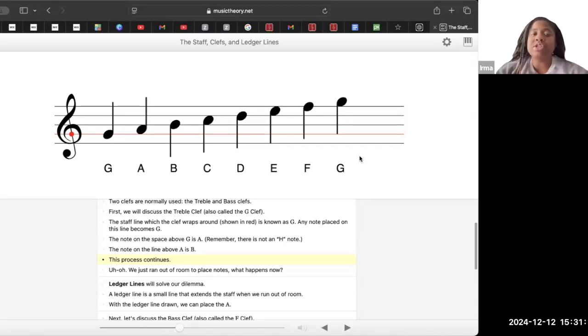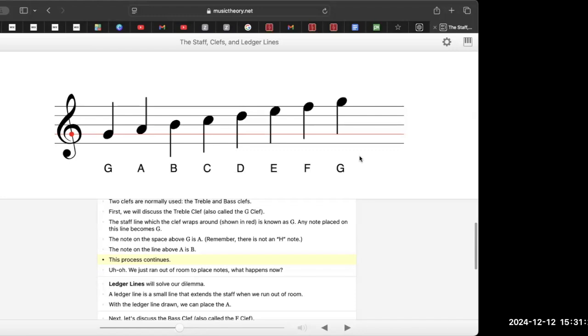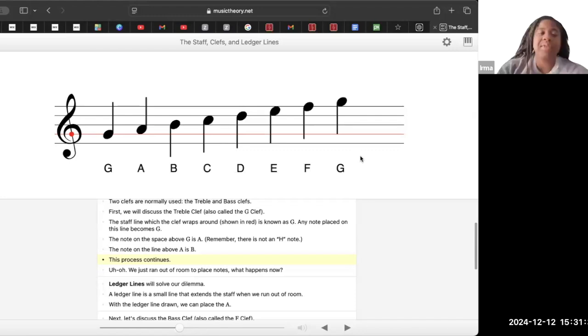So in understanding how the sequence works, we have to remember that we can then also think backwards. Instead of thinking G, A, B, C, D, E, F, G, we can think G, F, E, D, C, B, A. You see where we're going with that?